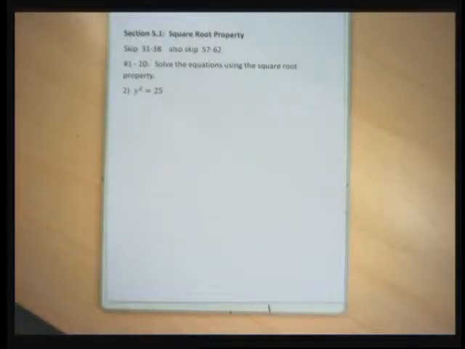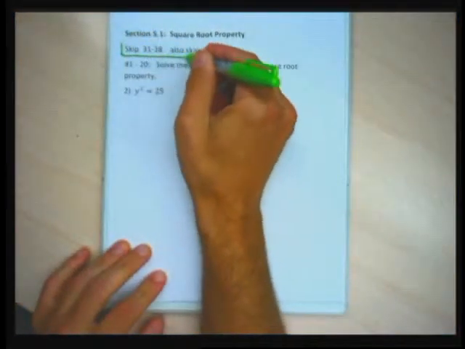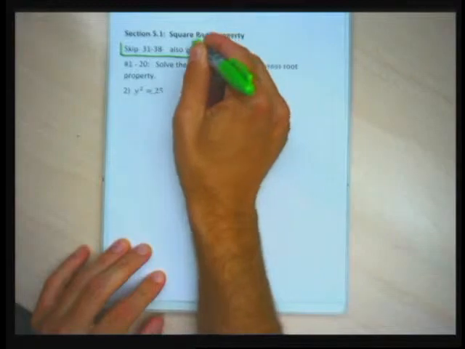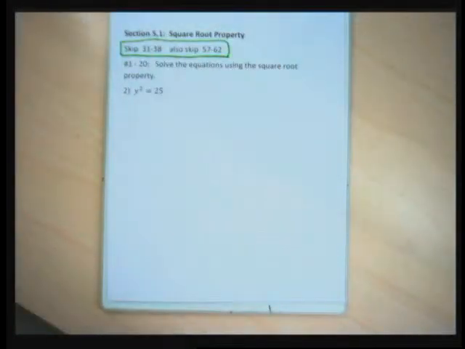So in Section 5.1, there's a handful of problems where, in order to get from the beginning problem to the answer, you have to factor with fractions, and that's just not a skill that is horribly important. So I'm going to skip 31 through 38 and 57 through 62, and you can skip over those as well. If you're interested in learning how to factor with fractions, send me an email or come visit me, and I'll show you how to factor with fractions. But like I said, it's just not that important of a skill.